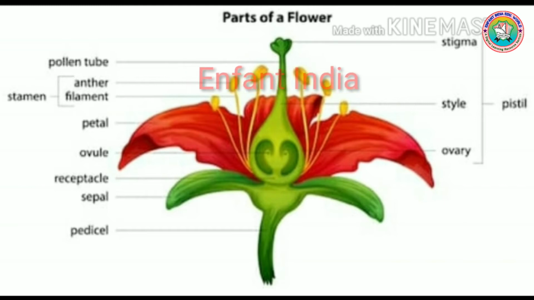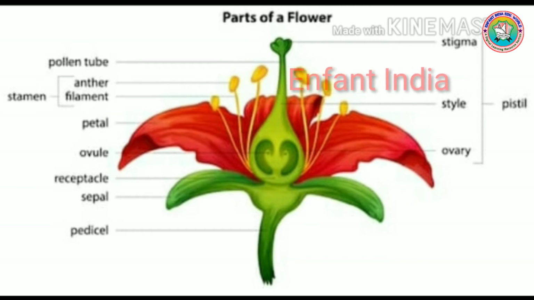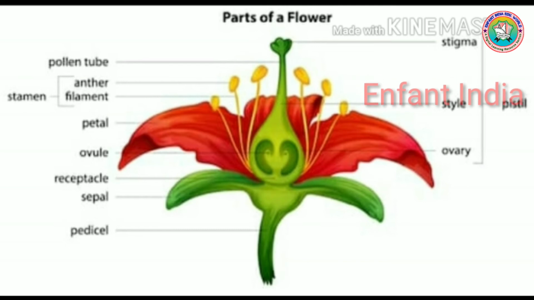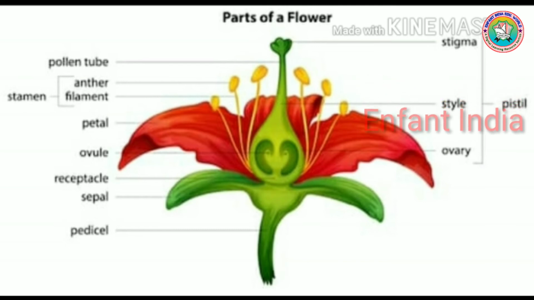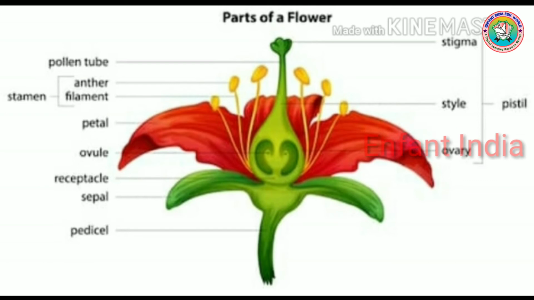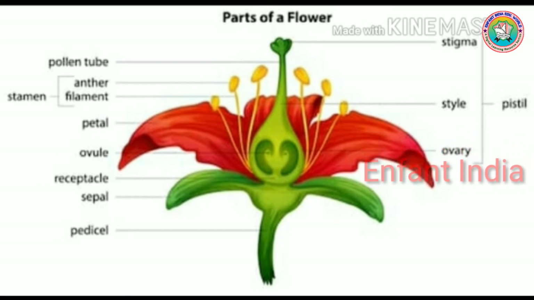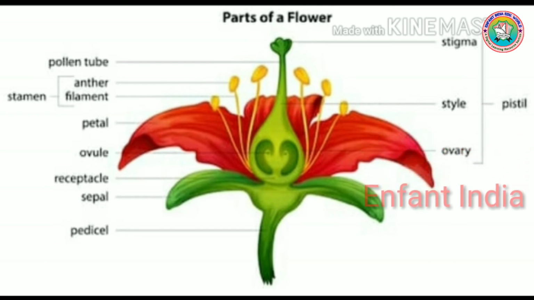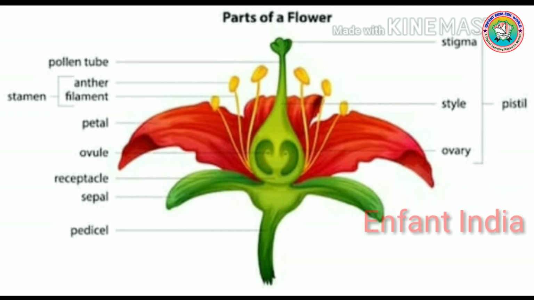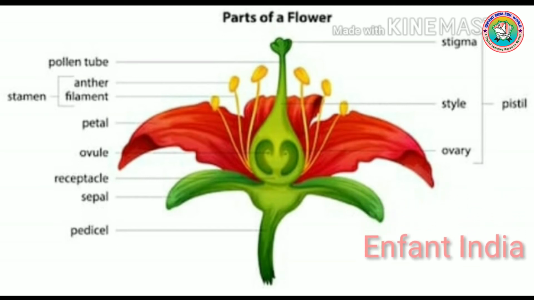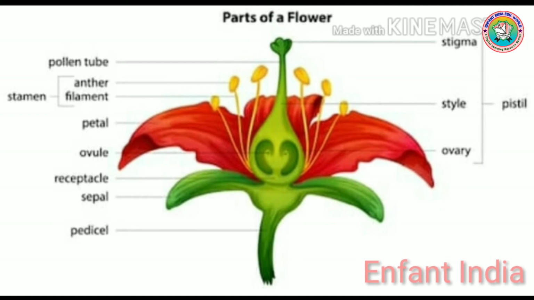First of all, the function of sepal. It is green in color, so its main function is photosynthesis, because it has chloroplast, so it can synthesize food for the growing flower. And the next whorl, petal, which is colored, has the main function of attracting pollinating agents toward the flower. And the stamen has anther, which produces pollen grains.